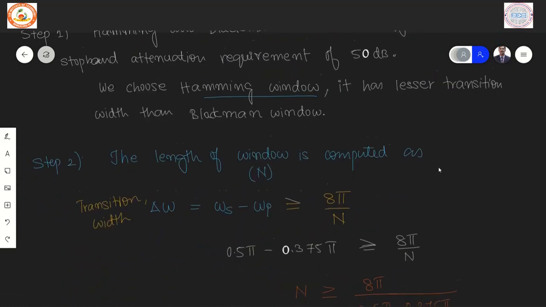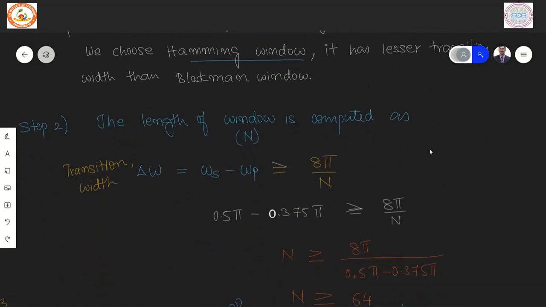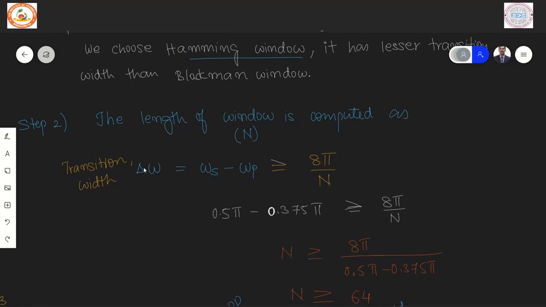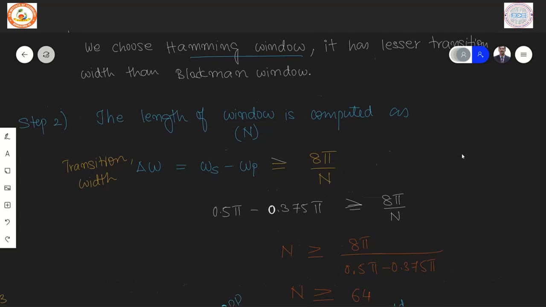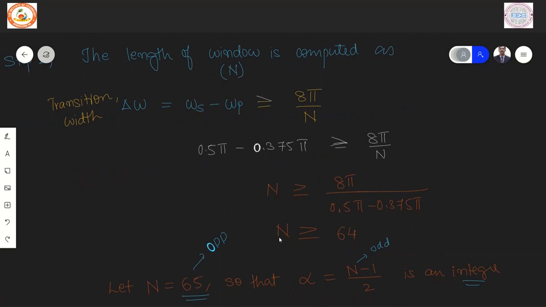Now we have to determine the length of the window. How do you find N, or the length of the window? The transition width delta omega is calculated as omega s minus omega p. As per the definition, for the Hamming window it is 8 pi by N. From this we can compute the order. The size of the window is N greater than or equal to 64. At least we have to go for a value of 64.